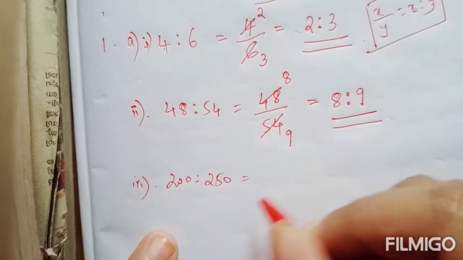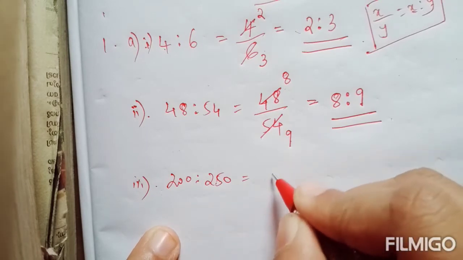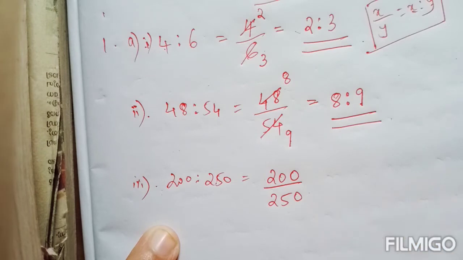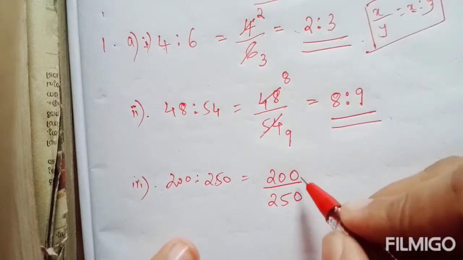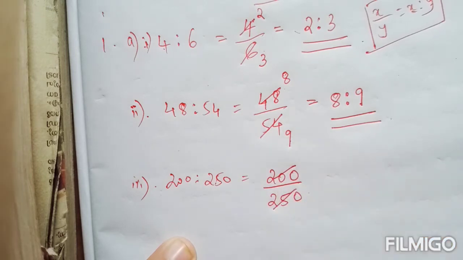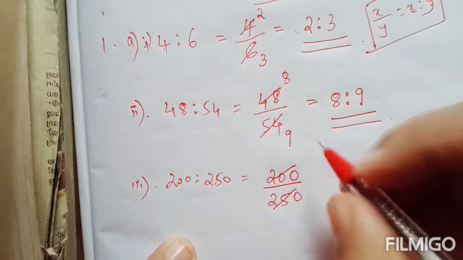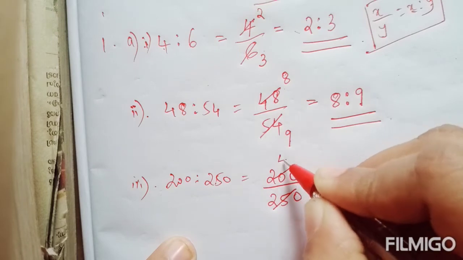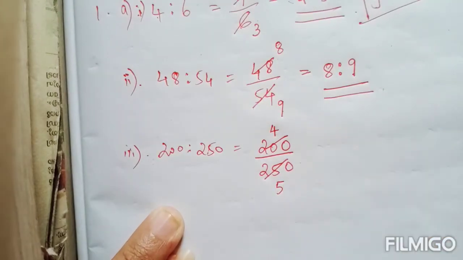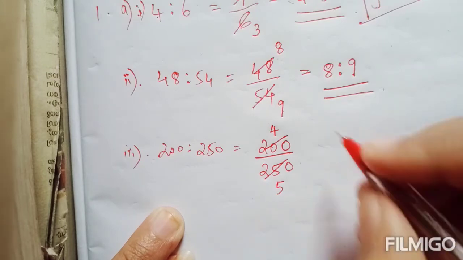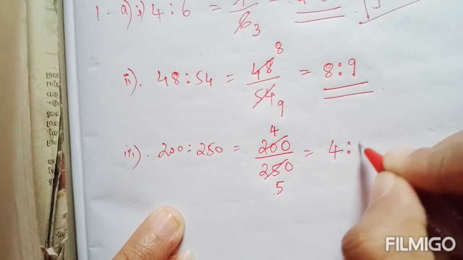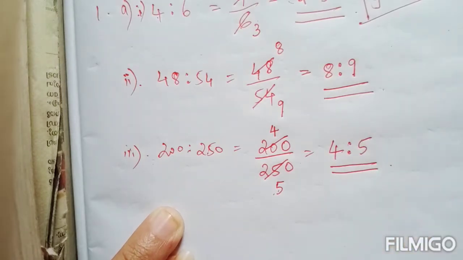Okay, now third one, 200:250. So 200:250, we can write it in this form, 200 by 250. Okay, now on reducing this, what you will get? Simplifying this, both will go in 50. 50 into 4, it is 200. 50 into 5, it is 250. So 4 by 5 we got, that we can write as 4:5.